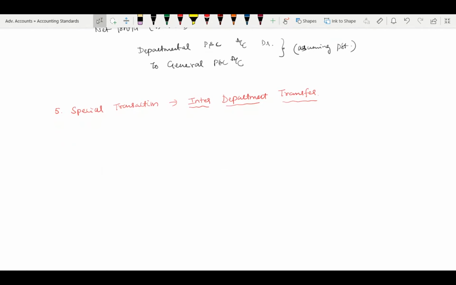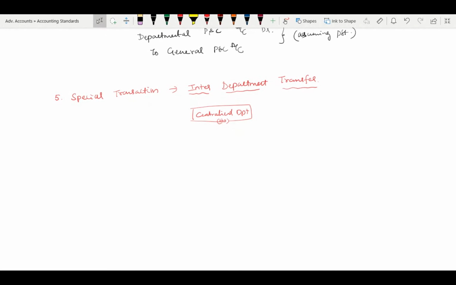Let me show you. Suppose this is the centralized department. Let us make it HO. From here, let us make the departments, for example, department A and department B. Here the cost may be 100 rupees, but when it is transferred to the department, imagine it is loaded at 30% margin. Cost plus 30%, that means 130%.